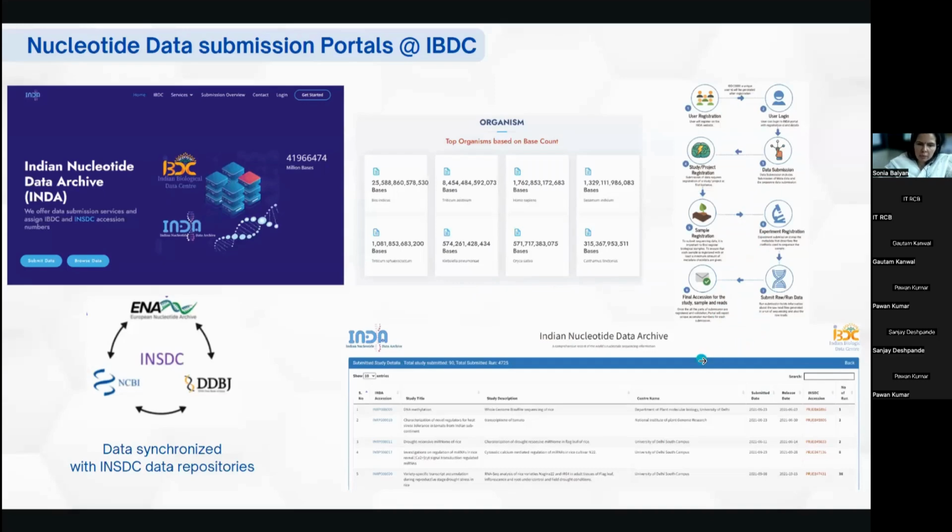Then you can access whatever data is submitted in this portal through the browse study. As you can see here, in total we have 90 studies, and the total runs submitted is 4,725. So all the open access data you can access, and you can also download the data sets. But if the release date has not yet arrived, then it will not be open.